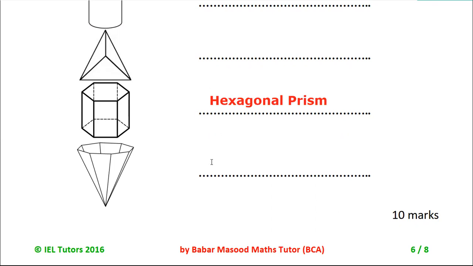And the next one is a bit like a cone. Let's see how many edges are in its base. 1, 2, 3, 4, 5, 6, 7, 8. So that's why it is an octagonal pyramid.